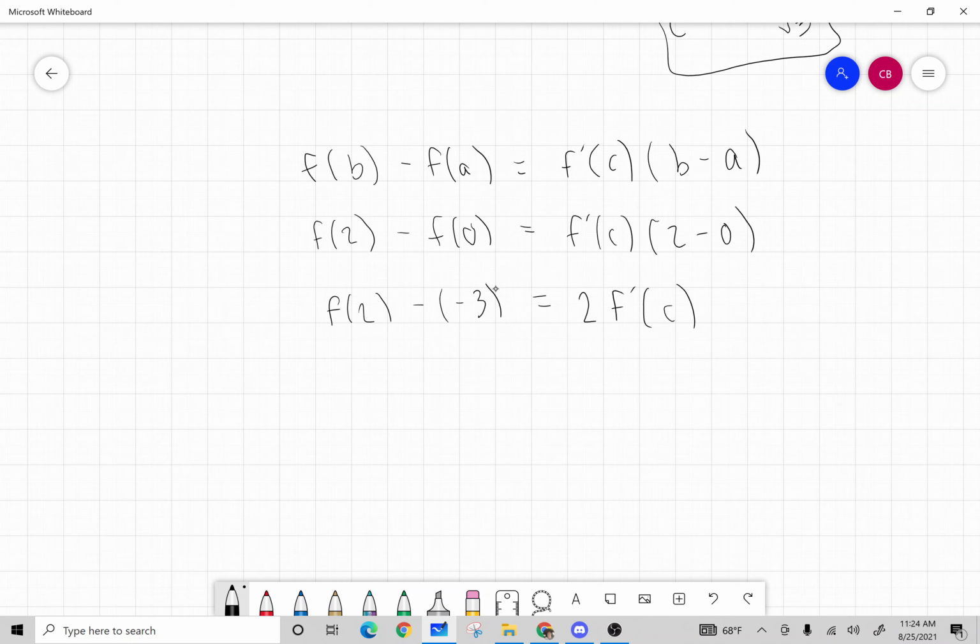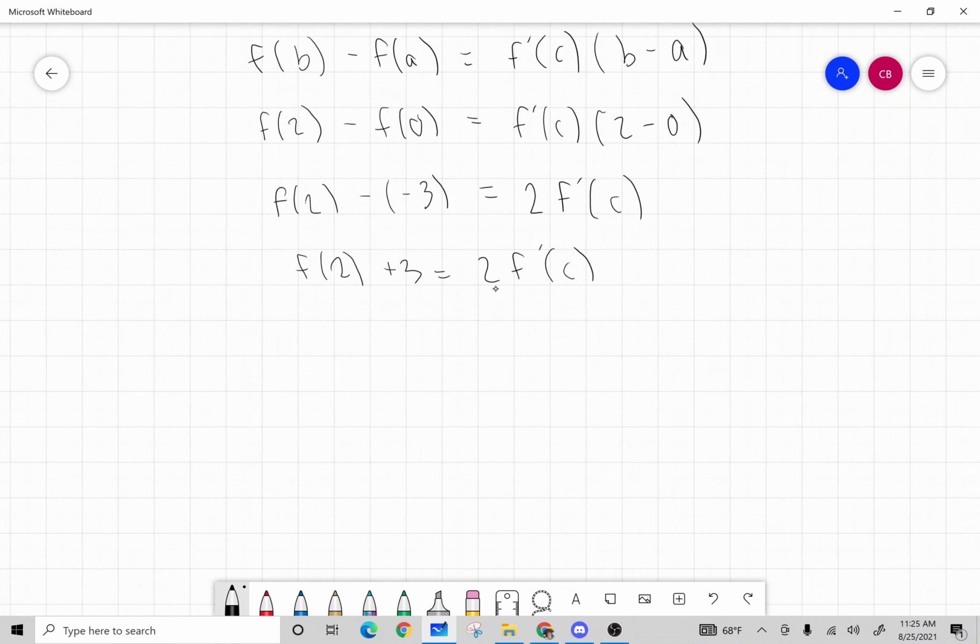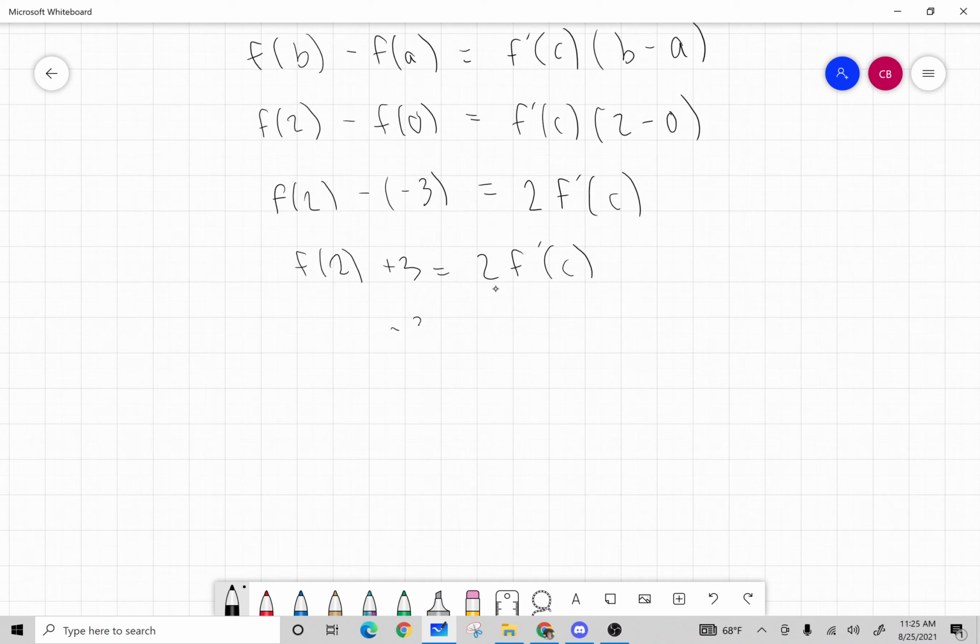Okay. And so if we want to keep solving, we have f of 2 plus 3 is equal to 2f prime of c. Okay. And then we subtract 3: f of 2 is equal to 2f prime of c minus 3. Okay.